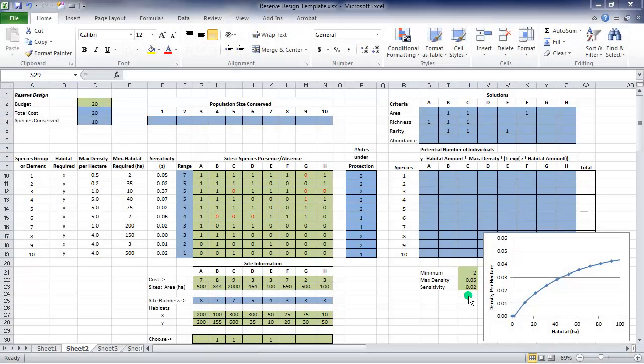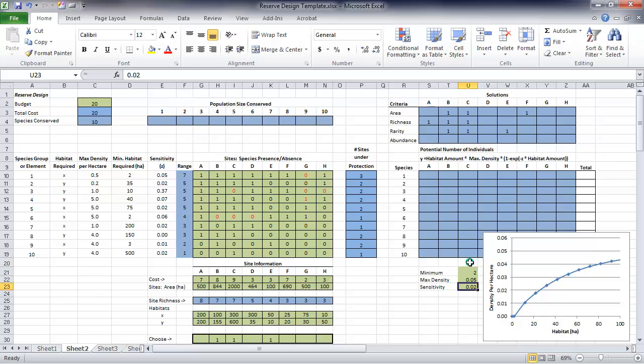We're going to now build into our spreadsheet an abundance estimator for each species at each site. And we're going to be using the parameters that Jed mentioned: the maximum density per hectare, the minimum habitat required for the species to occur at a site, and the sensitivity score. And to help us get a better feel for how these parameters shape the distribution, we've let cells U21 through U23 represent those three parameters.